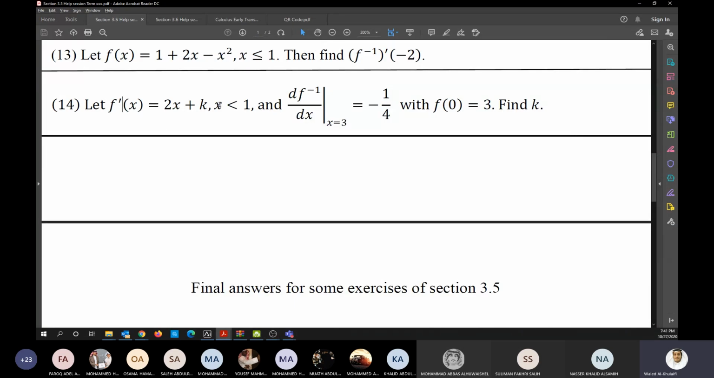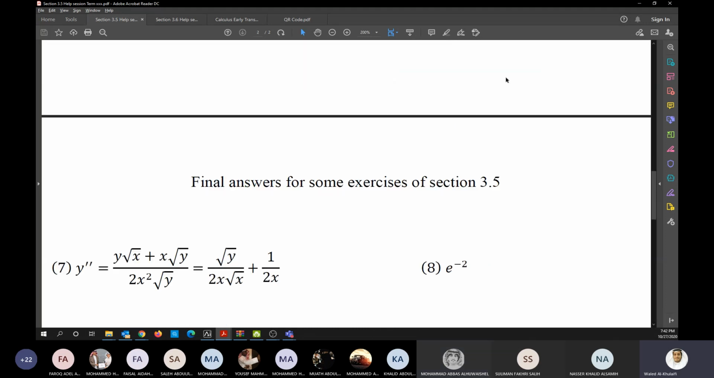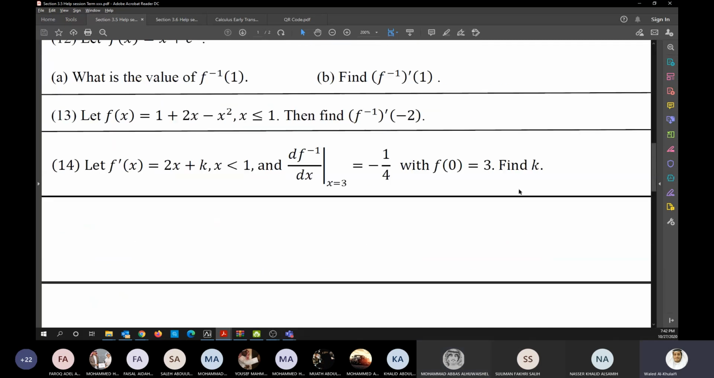Okay guys, the last question is question 14. It says let f prime of x equal x plus k, where x is less than 1, and the derivative of f inverse with respect to x evaluated at x equal 3 is equal to negative 1 over 4. With f of 0 equal 3, find k. Find k. I let you do it, I won't solve it. The k is negative 4, but think about it. This question, you think about it.